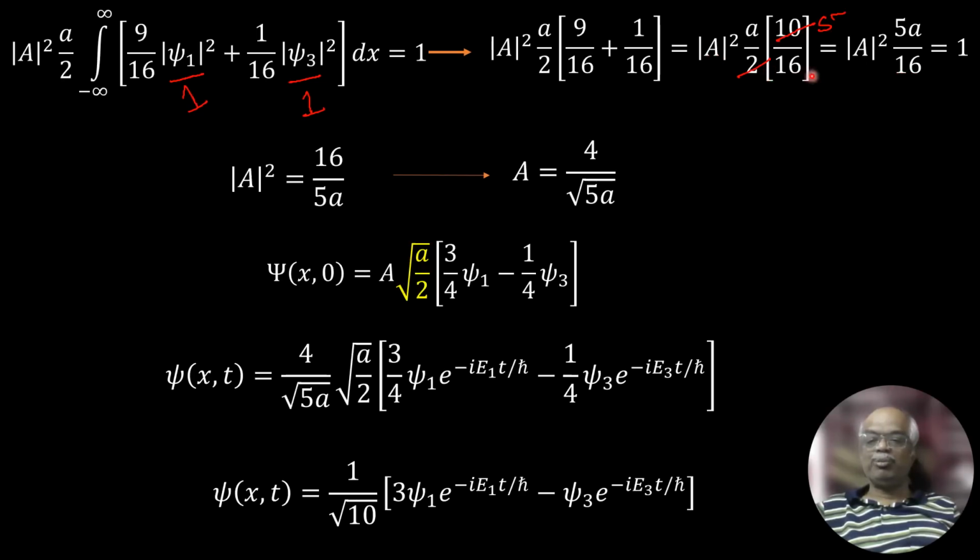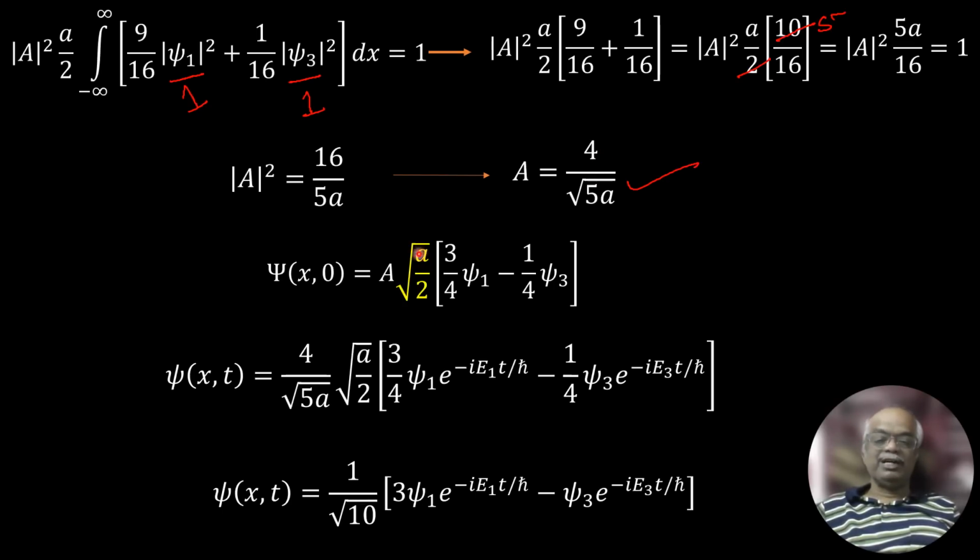Of course you have modulus a squared, which is equal to 1. That means modulus a squared is, if you bring this to the other side, you will get 16 divided by 5a. That means a is equal to, if you take square root of numerator, you will get 4, and the square root of denominator is square root of 5a. So we have found the normalization constant a.